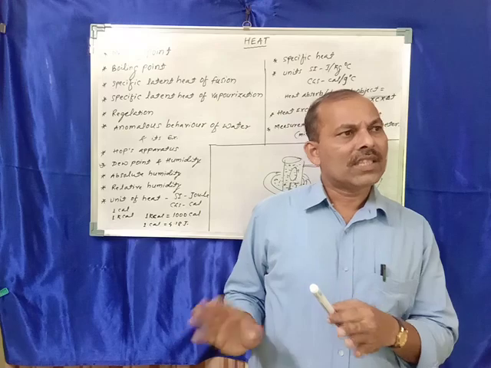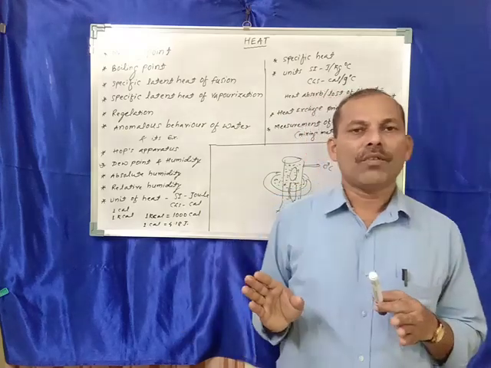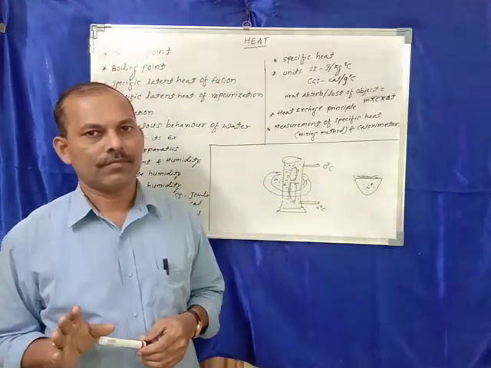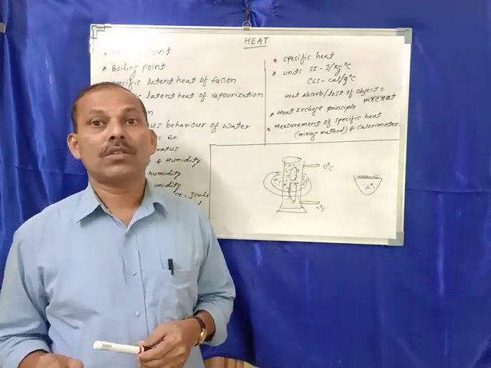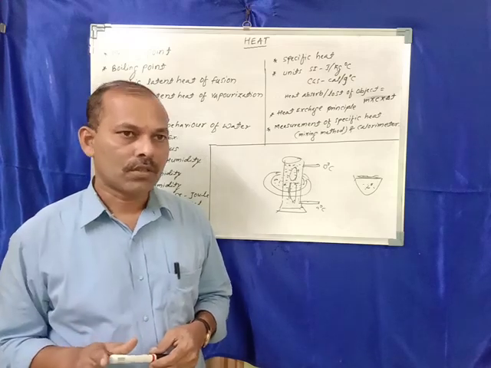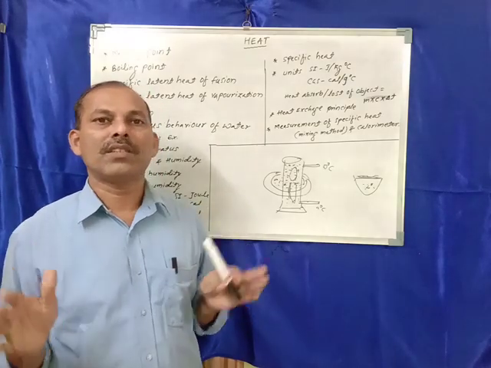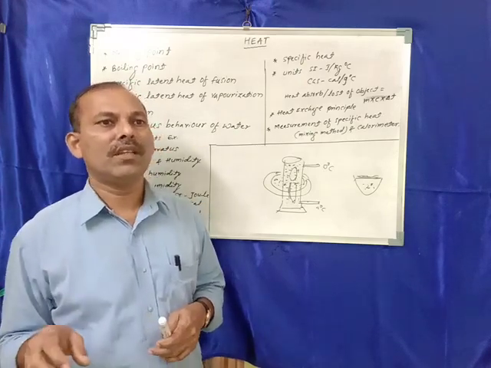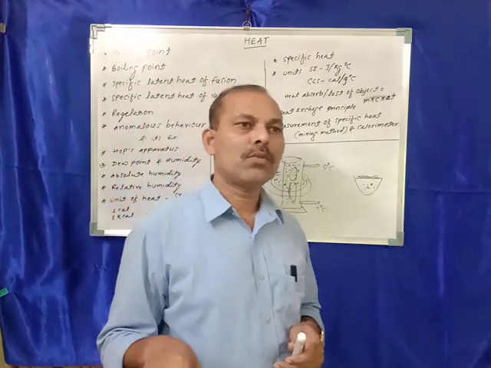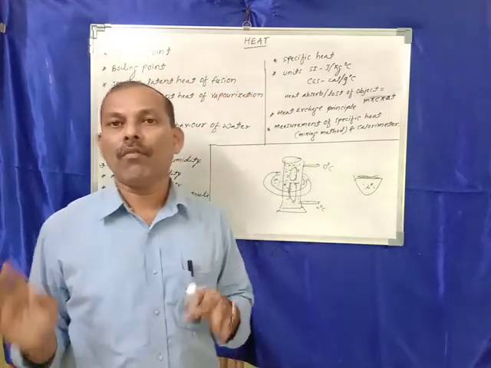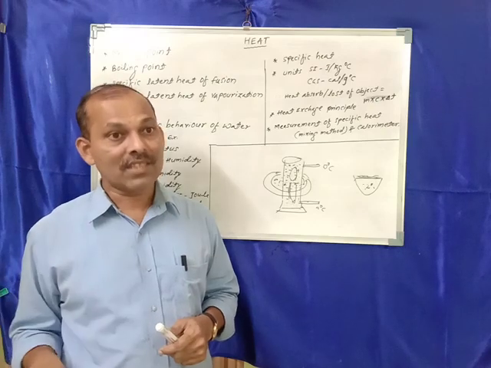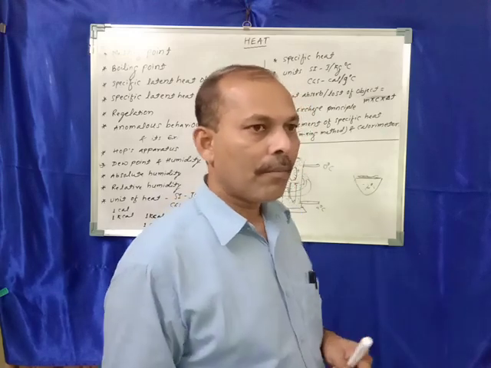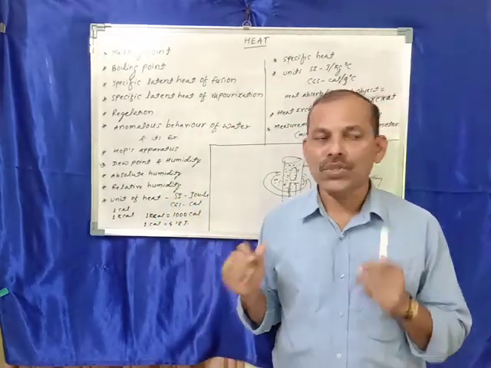About 71% of the surface of the earth is covered by water, and due to constant evaporation of water, water vapor is always present in the atmosphere. The amount of water vapor in the atmosphere is needed to understand the state of the daily weather. This presence of water vapor in the air makes the air moist.